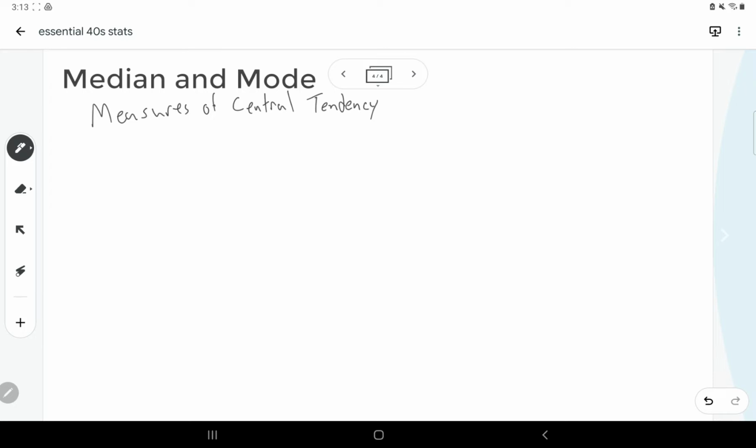But median and mode help us a little bit because mean has some flaws that make it not so great for examining every data set that exists out there. None of them are perfect, but all three together give us a better picture. So let's talk about what these actually are. We'll start with just median.